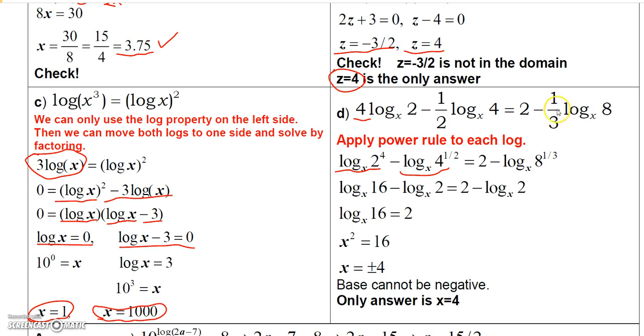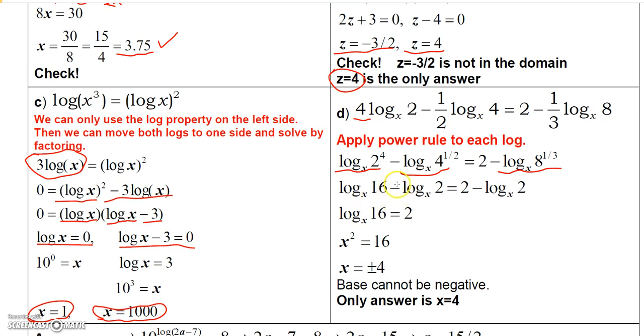And then here I can write this as the log of 8 to the 1/3 power. So I have minus the log of 8 to the 1/3 power. Now 4 to the 1/2 power is just the square root of 4. So this would just be the log of 2 base x. And over here, log of 8 to the 1/3 power, that's just the cube root of 8, so that would be log of 2 base x. And also here, 2 to the 4th is 16, so this would be log of 16 base x.